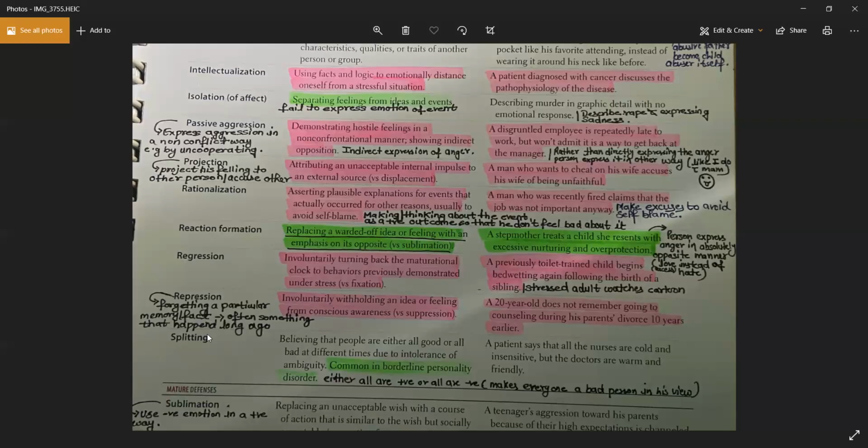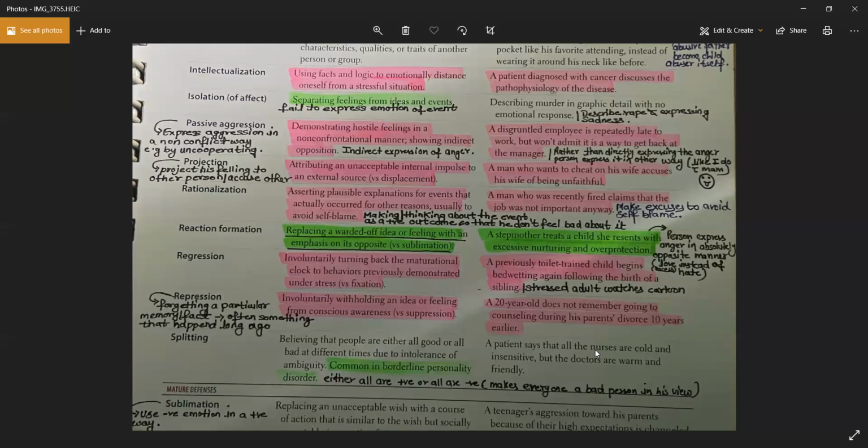Then you have the splitting. Okay, in that case, whenever a patient encounters certain people, they become either completely good or completely bad. For example, the patient says that all the nurses are cold and insensitive, but the doctors are warm and friendly. So in that case, all the doctors are good, all the nurses are bad.